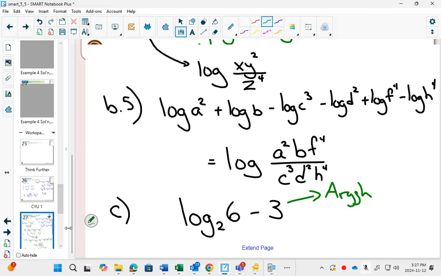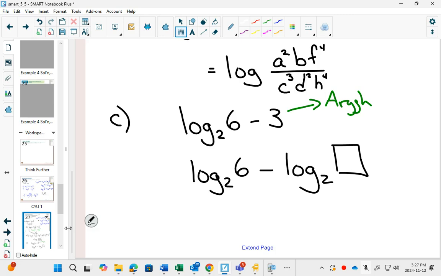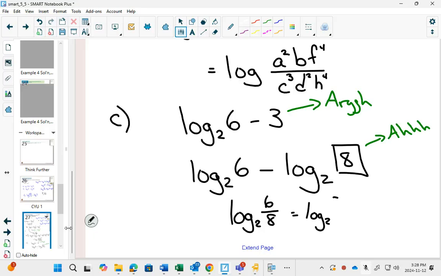I can only use a log law with subtracting if the logs have the same base. It'd have to look like this. And then all of a sudden you're like, hey, wait a minute, I want it to equal 3. Can you see that I could put an 8 in there? And log base 2 of 8 is equal to 3. Yeah, that's way better. And now it fits my log law, so I could take log 2 of 6 minus log 2 of 8, which will be log 2 of 6 divided by 8, which if I wanted to reduce that, I could.